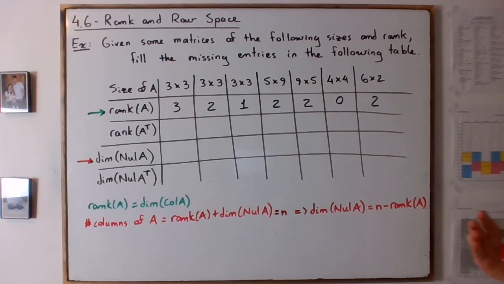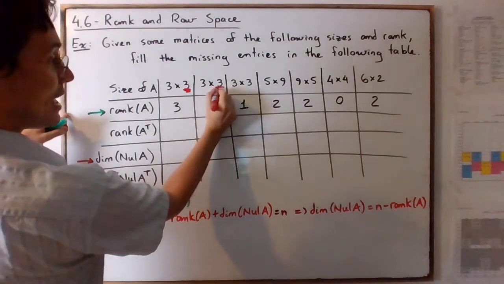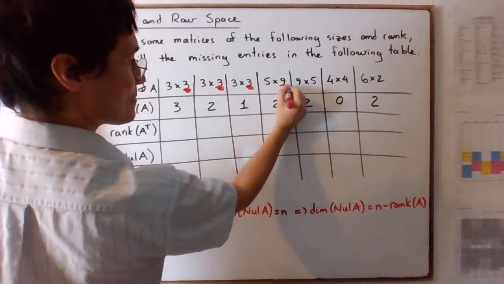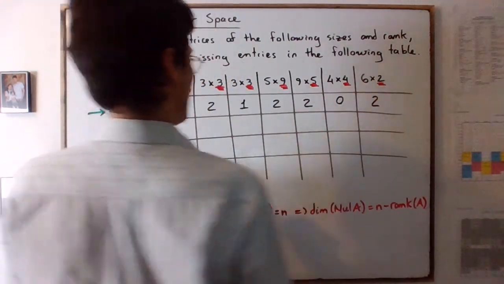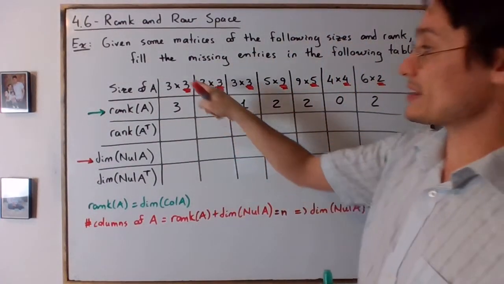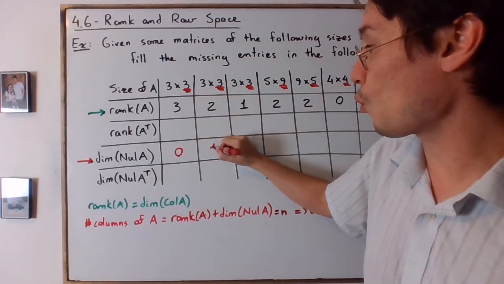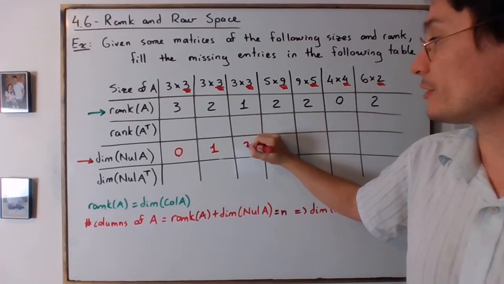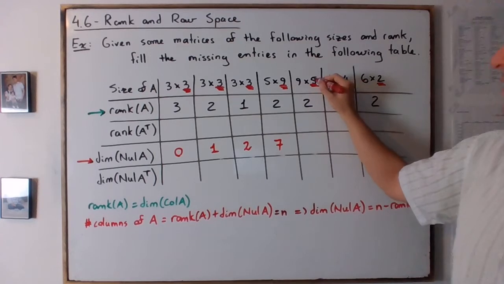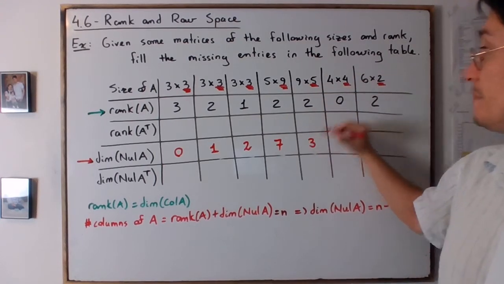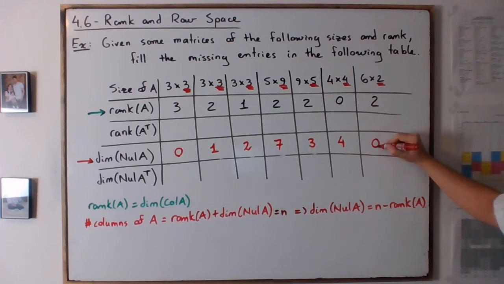So in other words, you're going to look at the columns. The columns are always the second part of the size. So 3, 3, 3, 9, 5, 4, and 2. And you're just going to subtract the rank. So 3 minus 3, 0. Then 3 minus 2, 1. 3 minus 1, 2. 9 minus 2, 7. 5 minus 2, 3. 4 minus 0, 4. And 2 minus 2, 0.